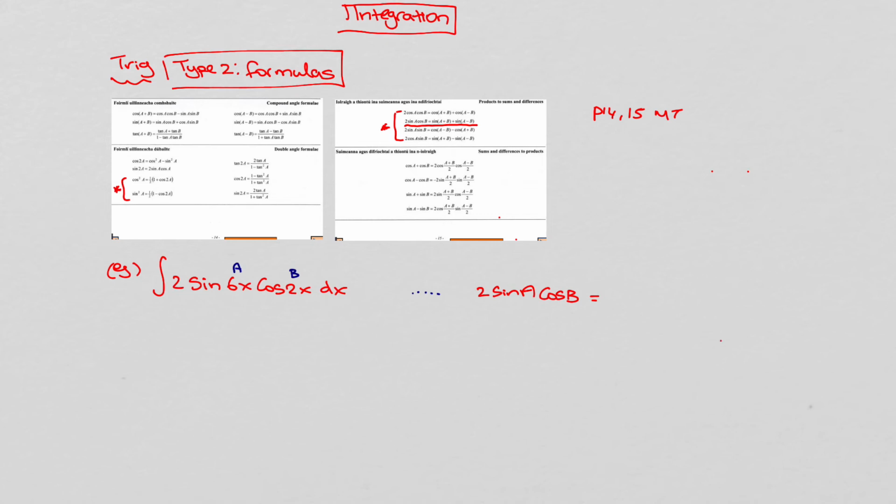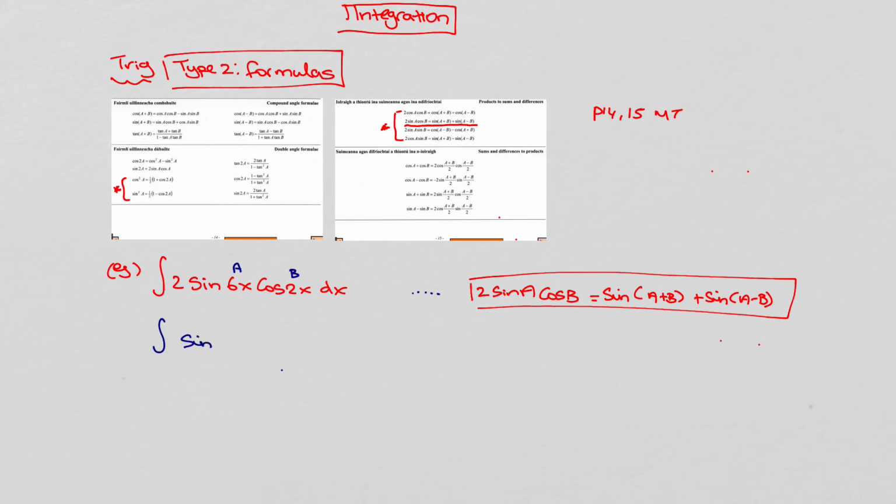So that is equal to sine of A plus B plus sine of A minus B. So in other words, wherever there's an A, we're going to put 6x, and wherever there's a B, we're going to put 2x. So this can now be written as sine of A plus B, so that's 6x plus 2x, plus sine of A minus B, so that's 6x minus 2x, and that's dx. If I simplify before integrating, I'm going to be integrating sine 8x plus sine 4x dx.